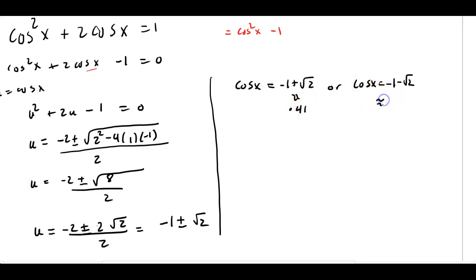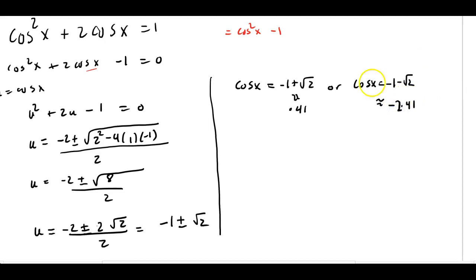And this will be approximately negative 1.41. So it turns out that this one will not yield any solutions because... oops, I apologize. I think I have this wrong. I think it should be 2.41. Yes, negative 2.41.